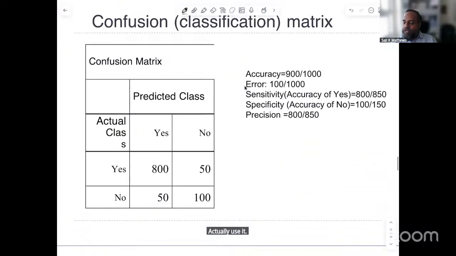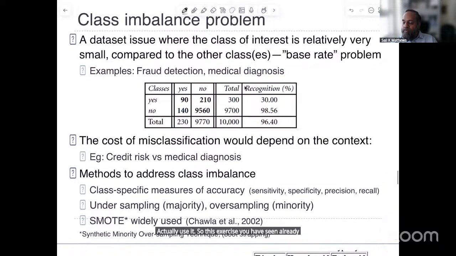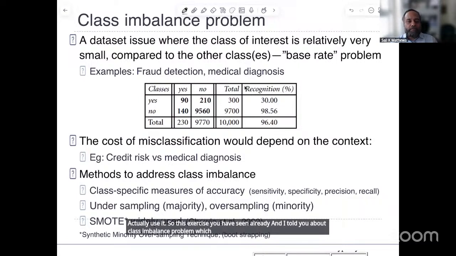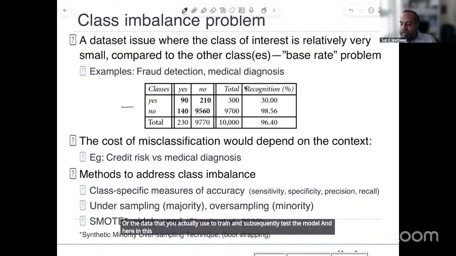while one uses these classifiers for actual use. So this exercise you have seen already, and I told you about the class imbalance problem, which is an issue with the training data, or the data that you actually use to train and subsequently test the model. And here in this example, in the given table, you can see that the number of positive records is only 300, whereas the number of negative records is 9,700.